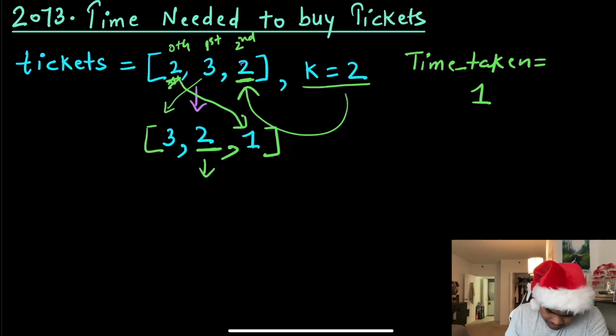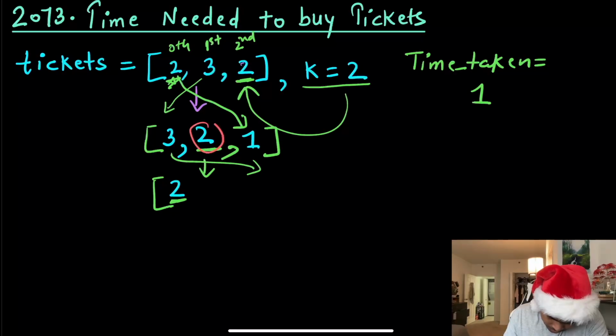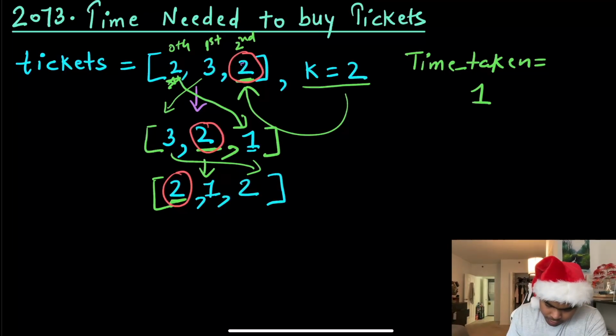Then in the next second, what will happen? This guy will buy and come to the back of the queue, and our guy will come to the front. This is the guy, and I'm going to circle it. Now this guy will come 1 step ahead. 3 will go back, but it will become 2 now, because it already bought 1 ticket. Time taken becomes 2 now.